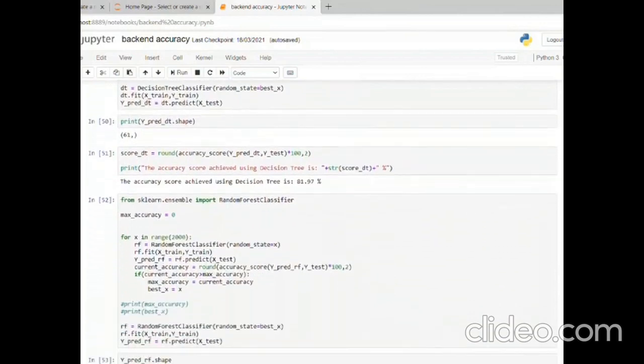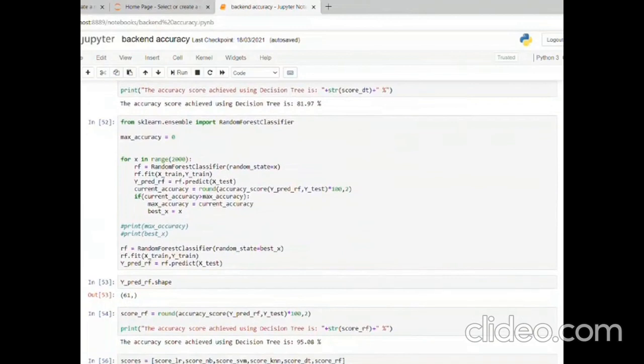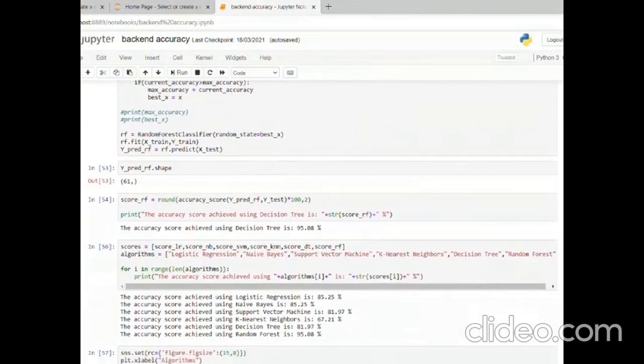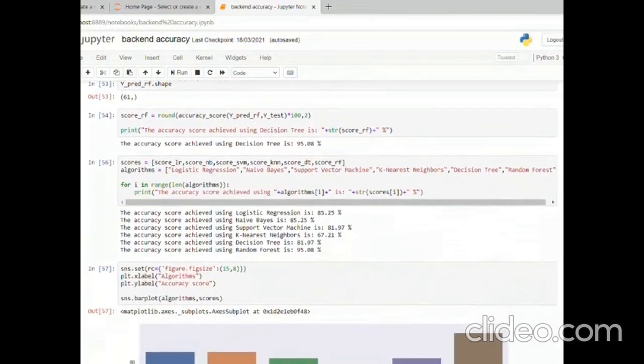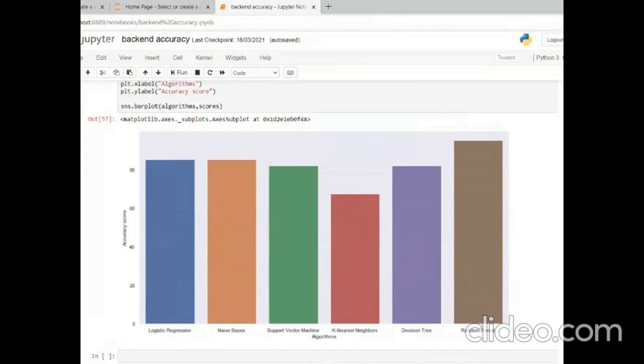And finally we have used the random forest classifier. The accuracy score achieved using the random forest classifier is 95.08%. So, here is the comparison of all algorithms, and we have got more accuracy in random forest when compared to the others.